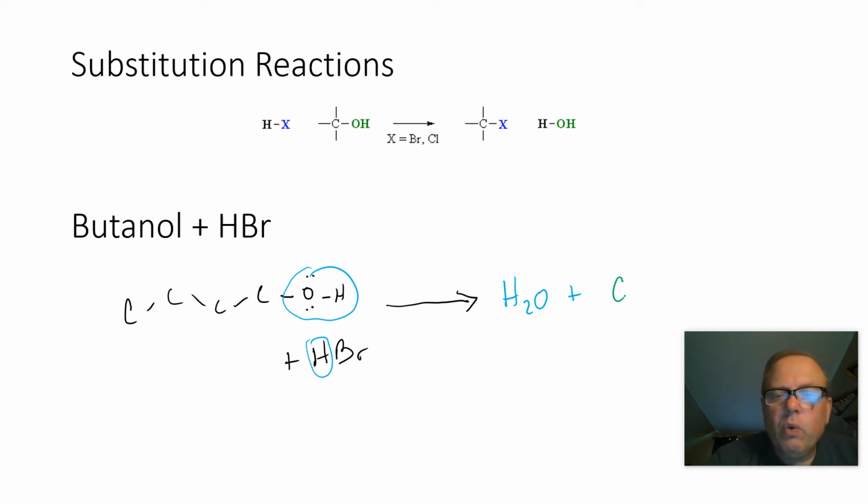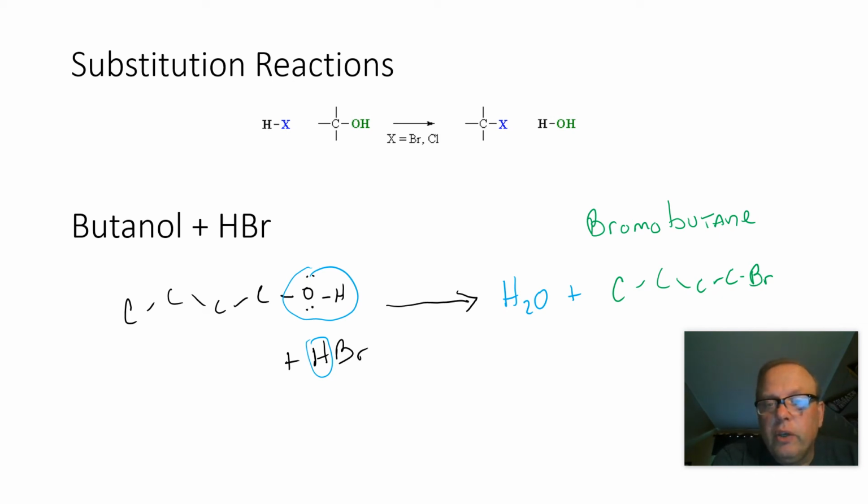Which is 1, 2, 3, 4, and now attached to the end is the bromine. So what this is going to be called is bromobutane, because it's bromine, bromo, butane. There's no reason to say 1-bromobutane because it's on the first carbon. The only other thing you could have is if it was on the second carbon, then it would be 2-bromobutane. Very, very easy things to name here.